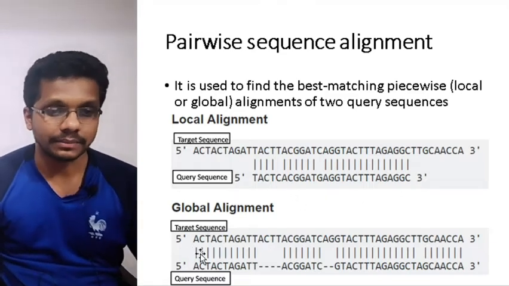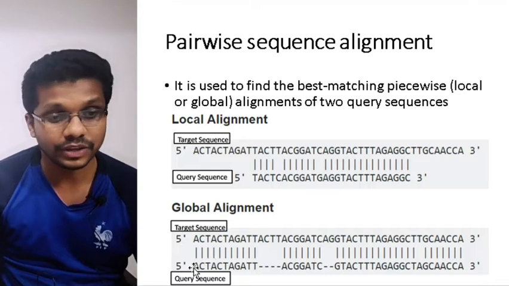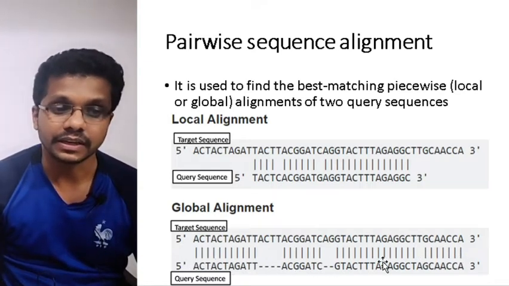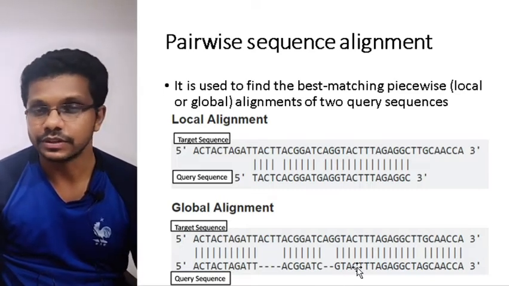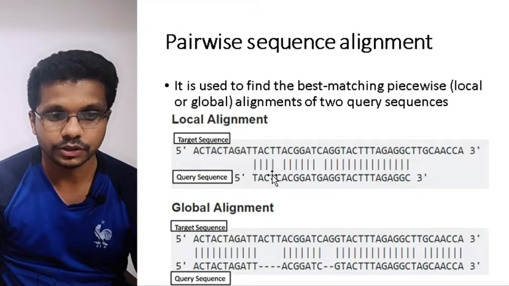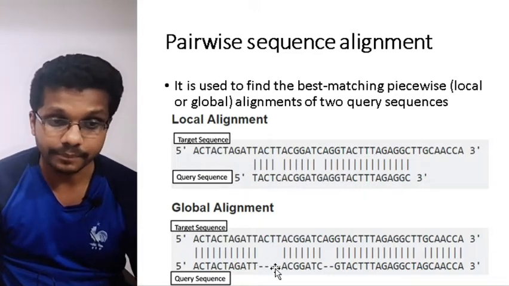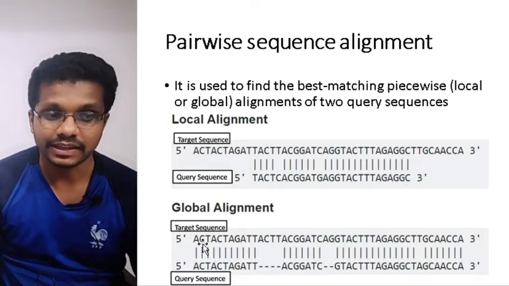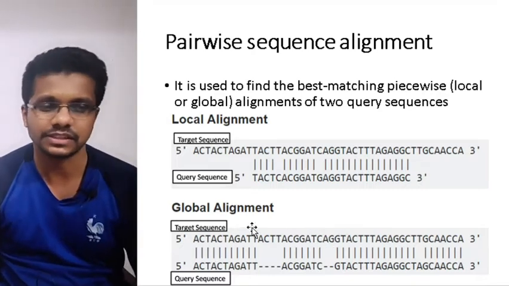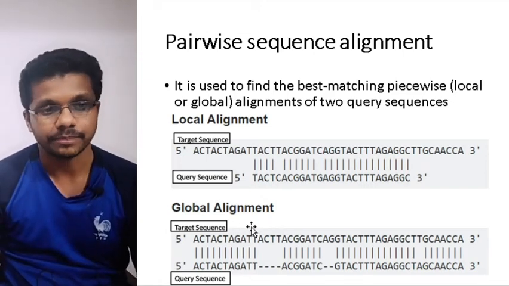But in the global alignment, we consider that both sequences are of similar length. So we are trying to find an end-to-end comparison between these two sequences. Here you can see that in the local alignment we do not introduce any gaps, but here we have introduced gaps to make sure that both of them are the same length. Sometimes it is better to do the local alignment, and sometimes the global alignment is better.